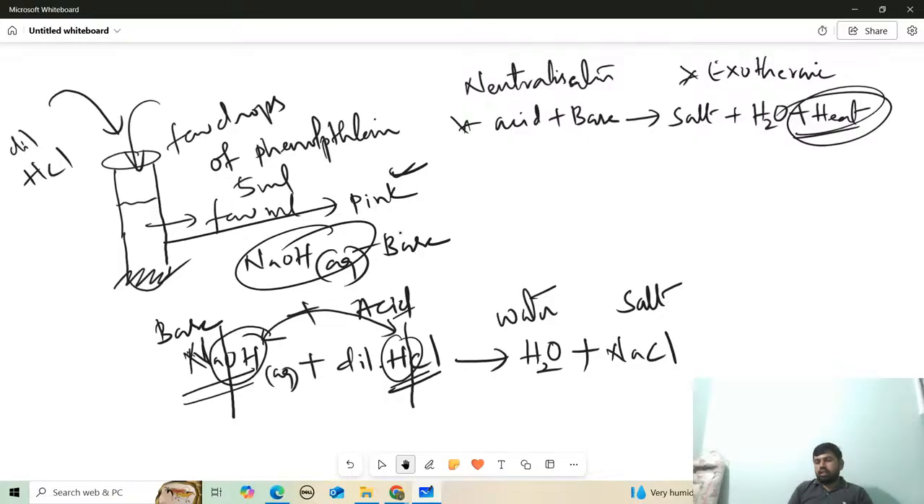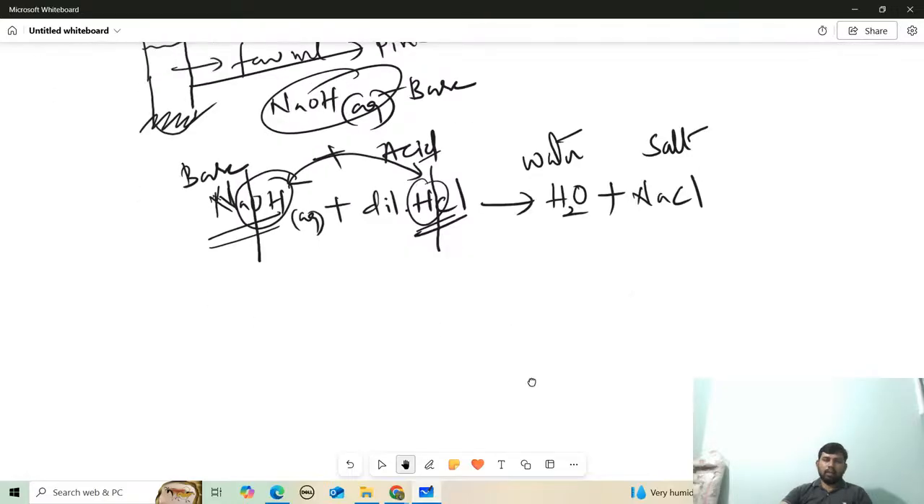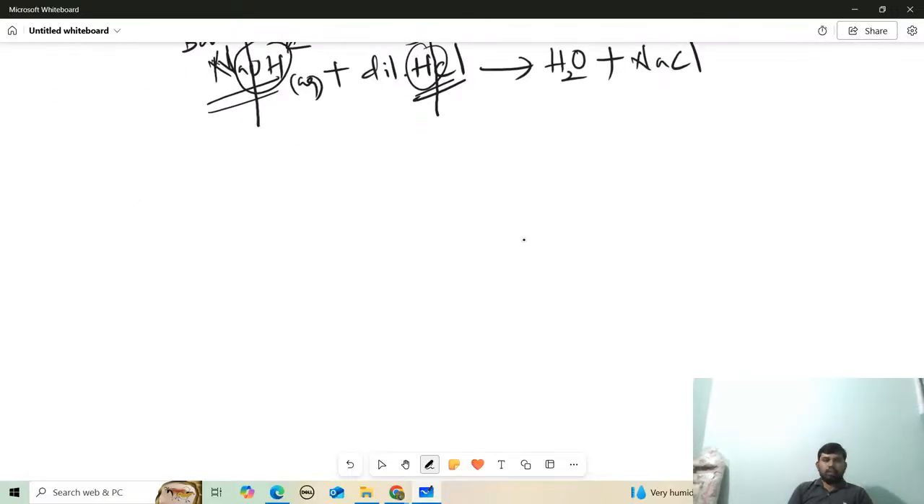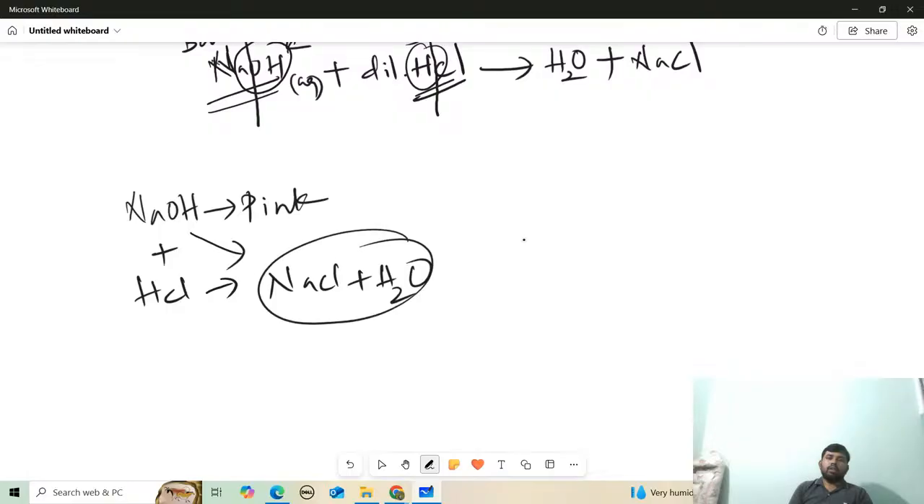Now see, they're asking. We took the test tube and added NaOH first. What is the color of phenolphthalein at that time? The color will be pink. Again we added HCl, which converted into NaCl plus H2O. Is the Na present here? The answer is no. That's why the pink color disappears when we added the HCl.